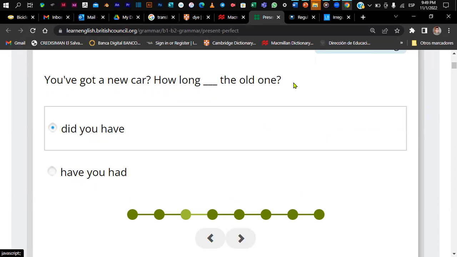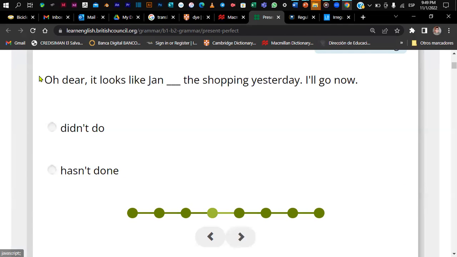Did you have the old one? The old one. Okay, makes sense. Hace sentido. Okay, we are gonna check. Next. Oh dear. It looks like junk. Yeah. The shopping yesterday. Yeah.